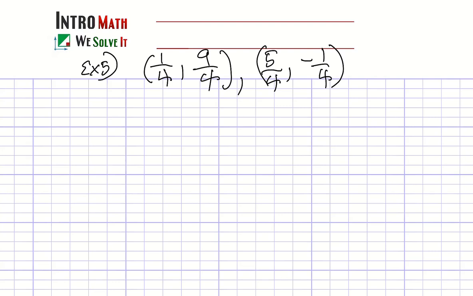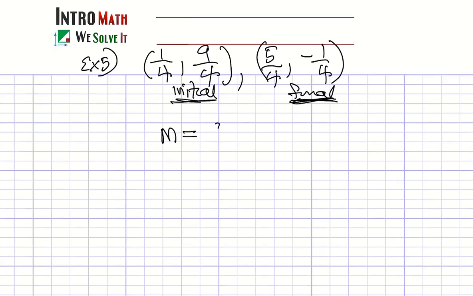In the previous problem, we used the first point as the initial. I said this is initial and this is final. This is just a conceptual model I use to remember, that way you don't mix things up. So let's find the slope. The slope is m equals change in y over change in x.